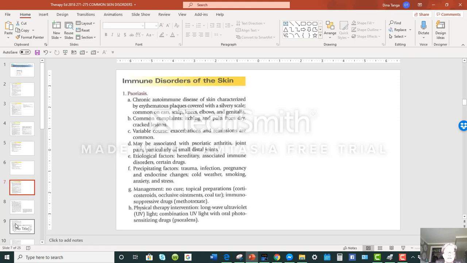Etiology factors: hereditary, associated immune disorders, and certain drugs. Precipitating factors: trauma, infection, pregnancy, and endocrine changes, cold weather, smoking, anxiety, and stress. Management: no cure. Topical preparations: corticosteroids, occlusive ointments, coal tar. Immunosuppressive drugs: methotrexate. Physical therapy intervention: long wave ultraviolet light, combination UV light with oral photosensitizing drugs.